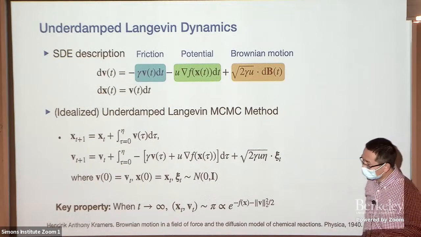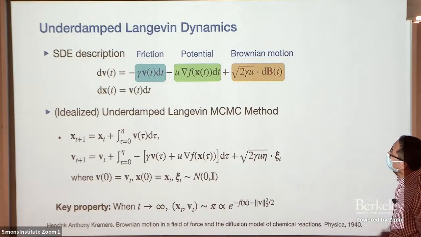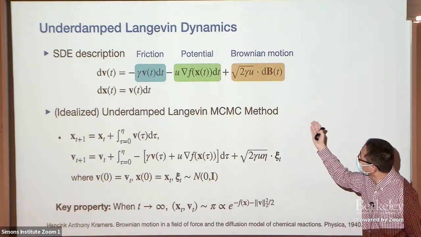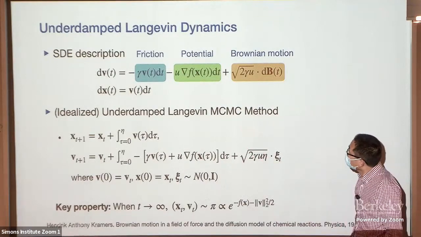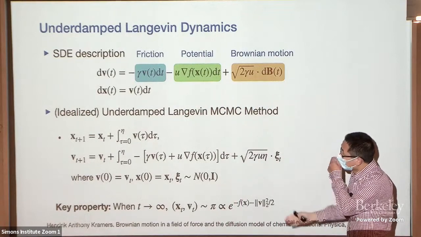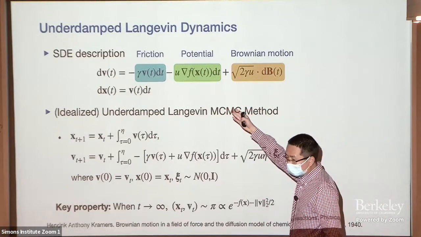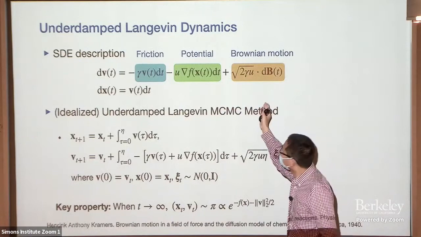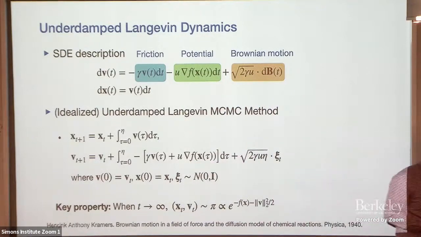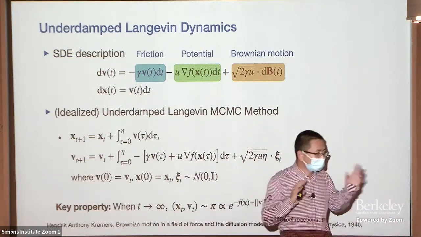Another very related MCMC method is underdamped Langevin dynamics, which is described by the following two differential equations. The first one is a stochastic differential equation. This is the friction term, the potential term, and also the Brownian motion. The second one is just the ordinary differential equation. If you remove the friction term as well as the Brownian motion term, it will reduce to a differential equation very similar to HMC. But it doesn't mean HMC is simpler than underdamped Langevin in terms of analysis.